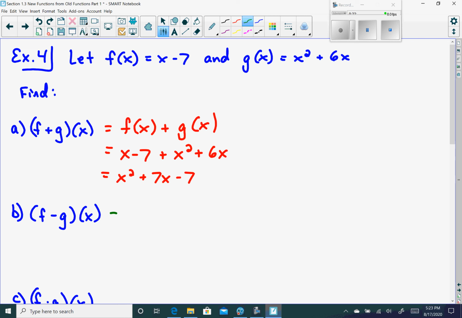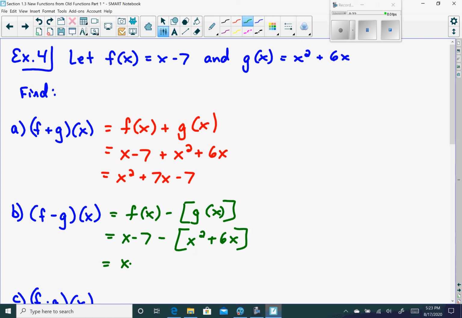But for b, I have f of x minus the quantity of g of x, and that's going to matter here. So we have x minus 7 minus the x squared plus 6x. So by subtracting both of these, I'll get x minus 7 minus x squared minus a 6x. Now, if there happened to be a minus sign in here, it would definitely change it to a positive. I'll continue this over here. Here, I always like to put the terms with the largest exponent first. Just looks proper. We'll have a negative x squared. x minus 6x will give me a minus 5x, and then a minus 7.